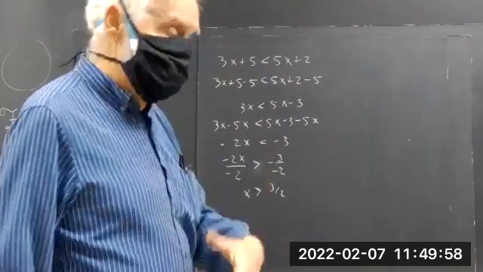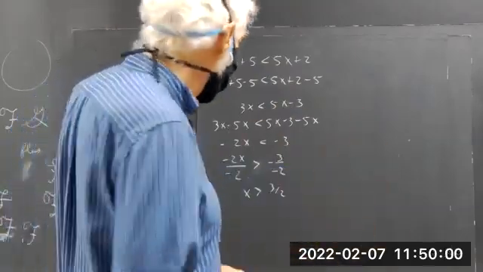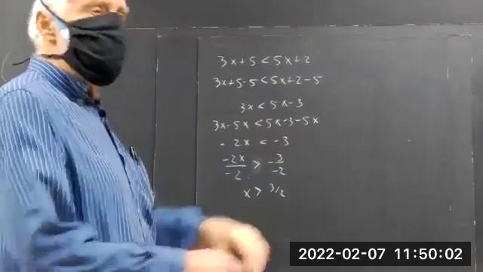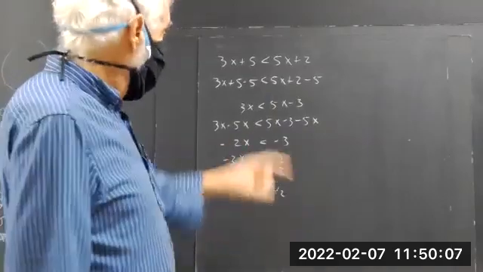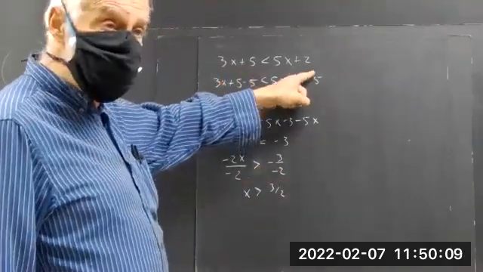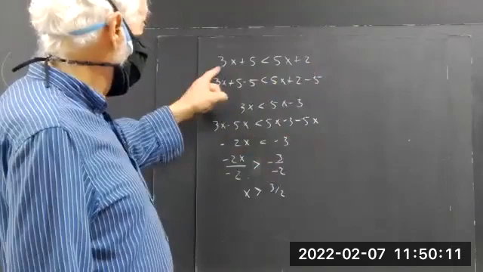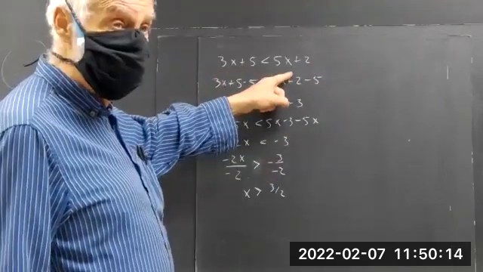Another way to think about it is if x is really, really big, then the 5 and the 2 don't matter a hill of beans. X is a really big number, 3x is going to be less than 5x, right?